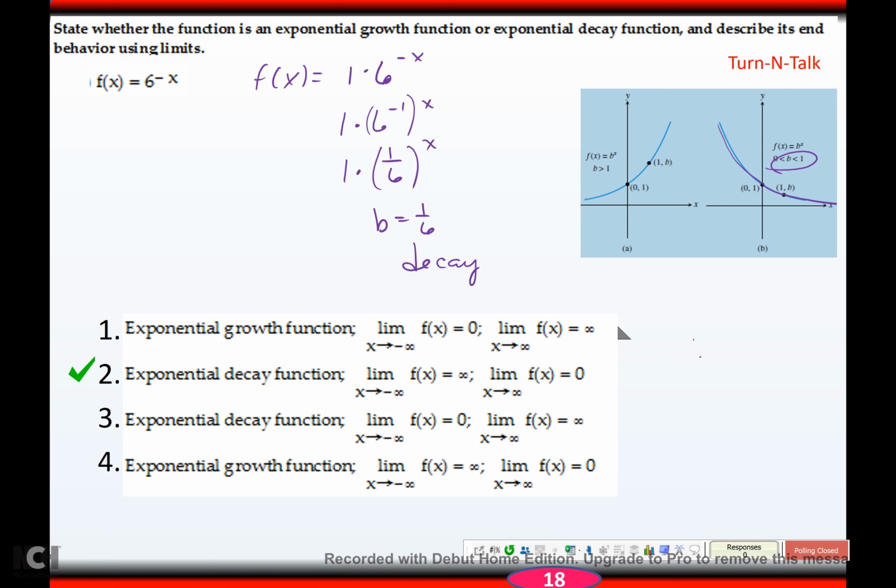And it would actually go through 0, 1, and 1 comma 1/6, which is like that. So it comes down like this. And so again, as x goes to negative infinity, my function's pointing up. As x goes to positive infinity, that arrow is getting closer and closer to 0.